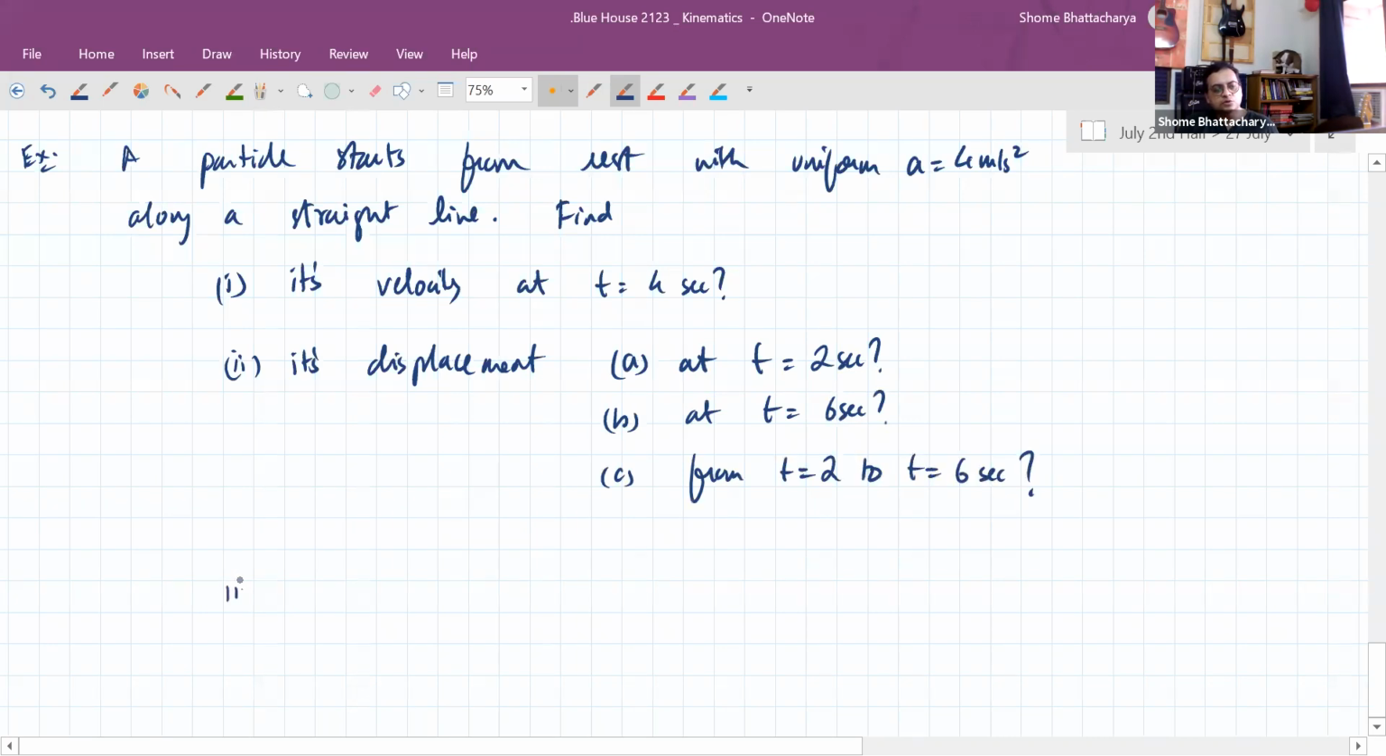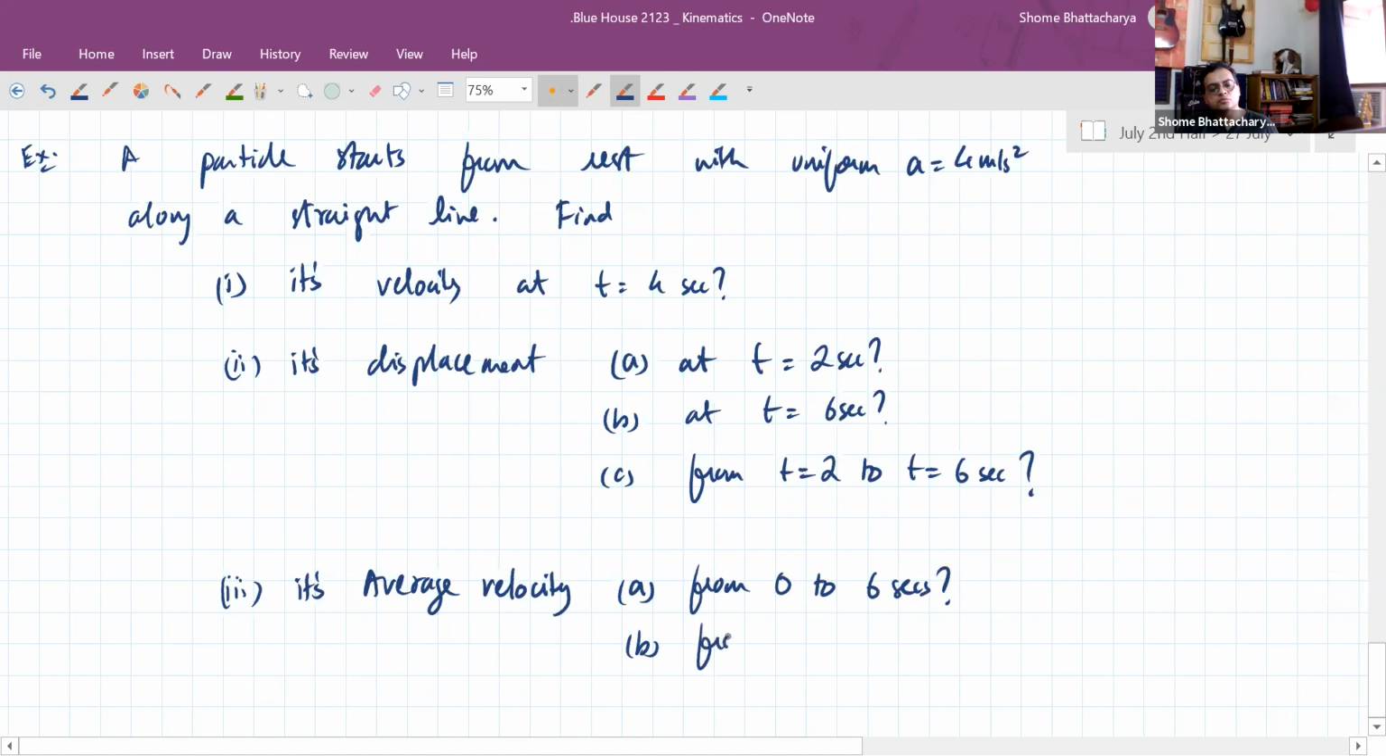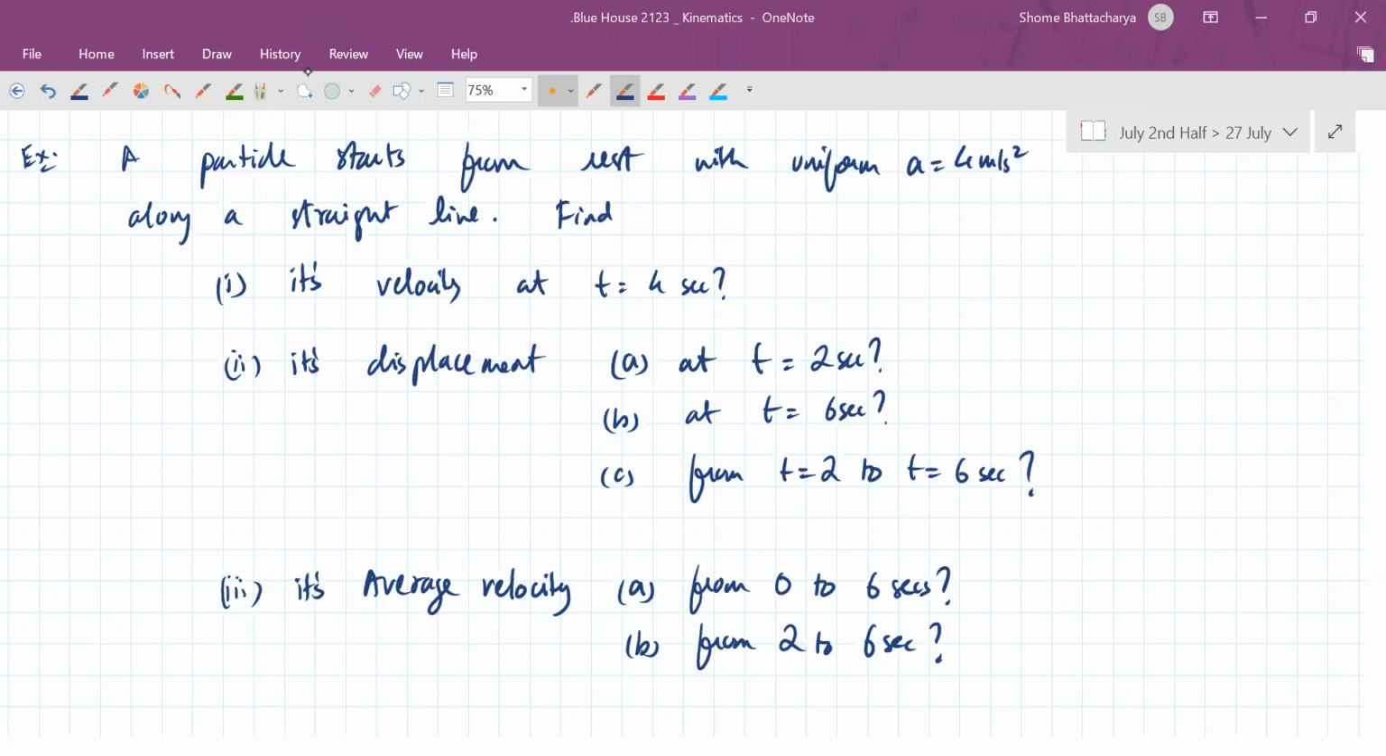And also we want to find its average velocity from 0 to 6 seconds and from 2 to 6 seconds. We have to find the average velocity. So just try this out, people. You can solve this exclusively using the two equations that we just derived. The first one, which is v equal to u plus at, and the second one, which is s is equal to ut plus half at square.